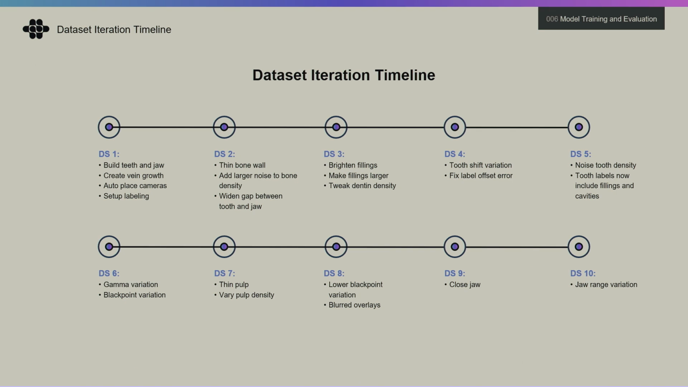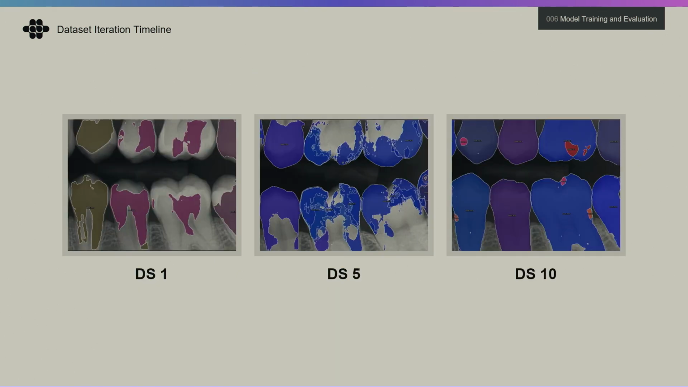Like dataset 9 and 10 was all about just getting the right jaw rotation because the network was classifying upper and lower tooth as a single class or a single observation. So we needed to have better variability in how we presented that. And you can see this progression through these images here as we work our way through the dataset generation step.